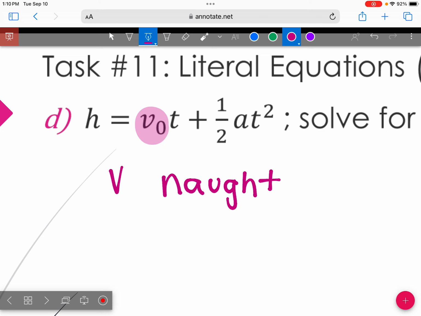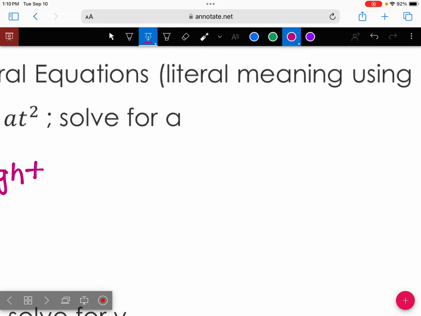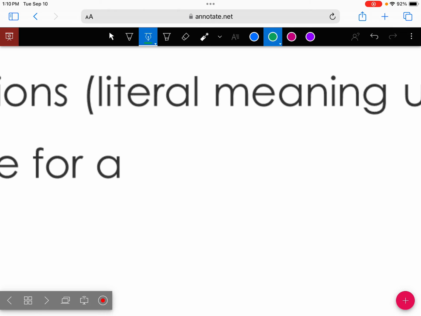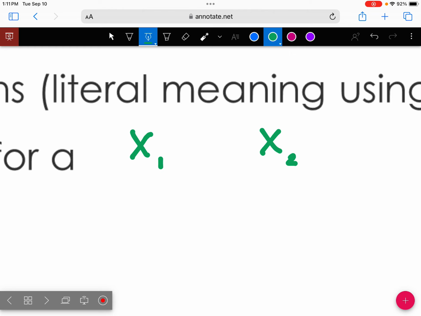How many questions about the V naught? None. But if we want to use the formula, I don't want it to throw us off, thinking we need to put something there. Okay? Treat it just like it's an X or a V or whatever. It's just a way of saying, like, if you ever looked at Photomath, where they do that X with the little 1 and the X with the little 2.